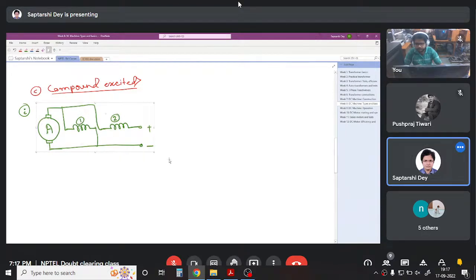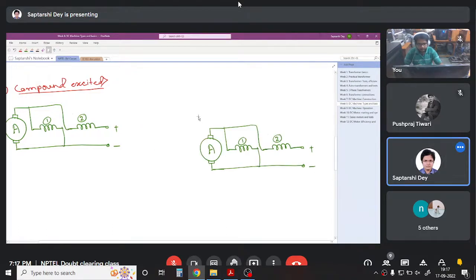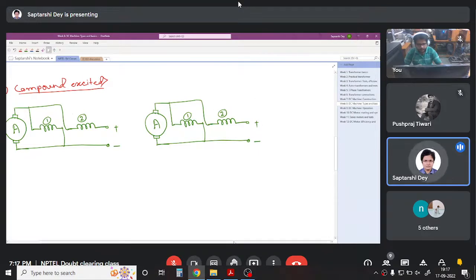Any idea? We'll paste it here. Far away. Any idea of the short shunt?